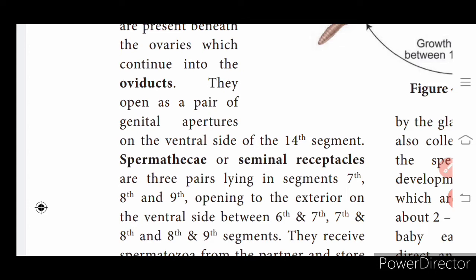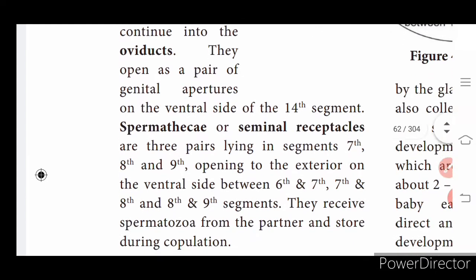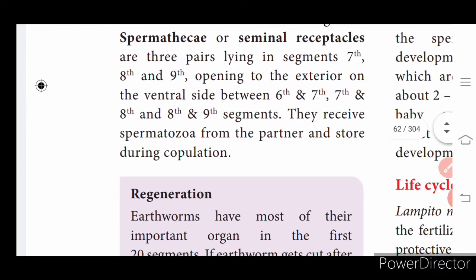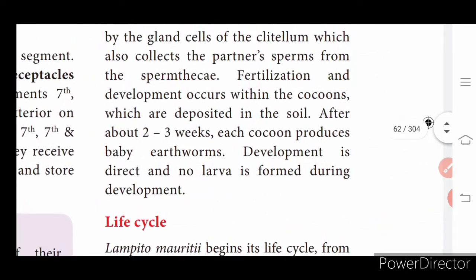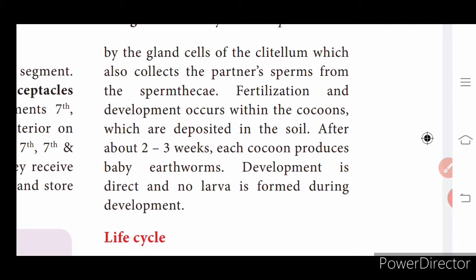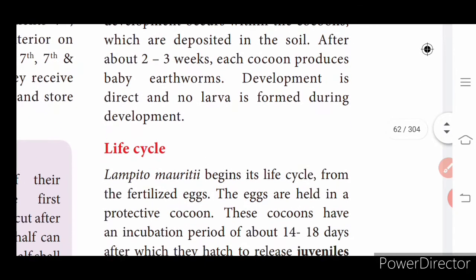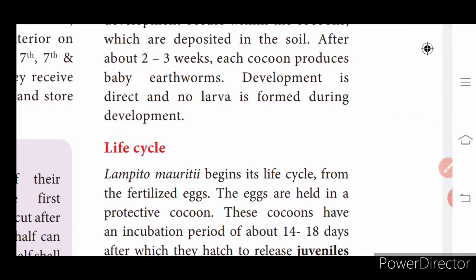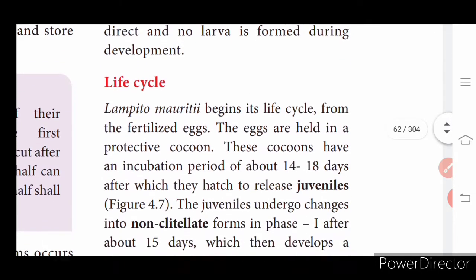We have the following things to be learned. There is a pair of genital apertures on the ventral side of the 14th segment. Then there are the spermathecae, three pairs lying in the 7th, 8th and 9th segments, opening to the exterior on the ventral side. They receive the male gamete for fertilization. What is fertilization? It is a fusion of the gametes. This occurs in the cocoon. Where does the cocoon form? The cocoon is formed in the 14th to 17th segment, where we have the clitellar region.